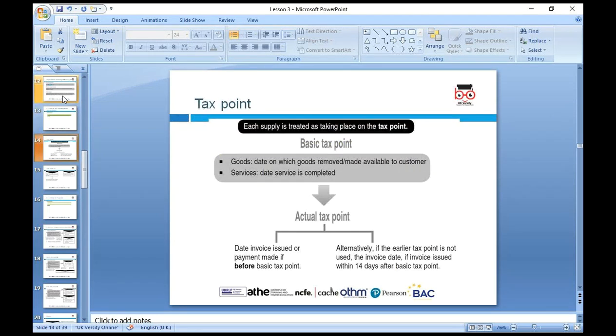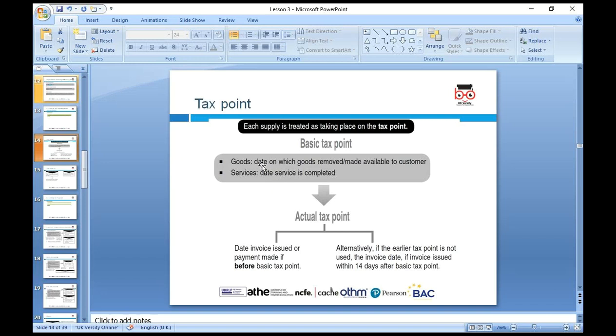Okay, that's the registration and deregistration. Next, we're looking at the tax point, yes? So tax point is the point when we need to pay the tax, or which period we need to count. So it is the date on which the goods are removed and made available to the customer. We count that as the basic tax point, the point when the goods are available for the customer, yes?